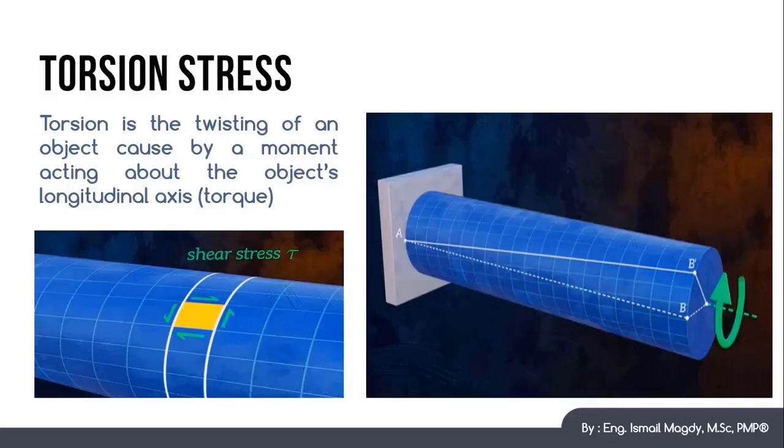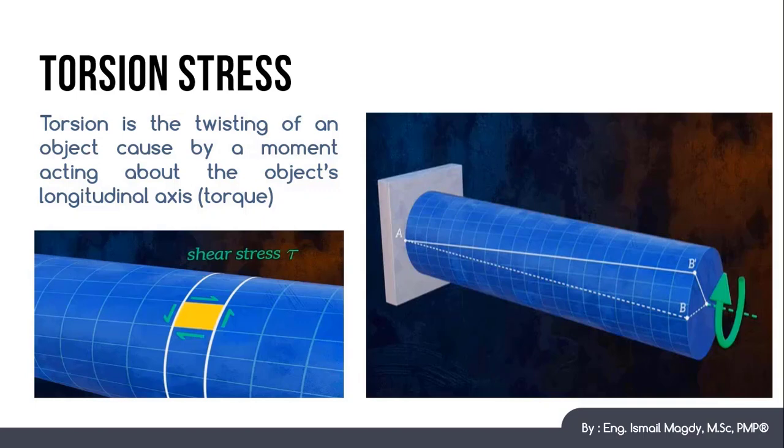So what is torsion? Torsion is the twisting of an object by a moment acting about the object's longitudinal axis, and this moment is known as torque. If we have a circular shaft, as we can see here, fixed at point A and free at point B, and we apply a torsion moment at the end, the circular beam will start to twist. The line AB will start to deform from the original direction, which is dotted here, to the current location, causing an angle of twist.